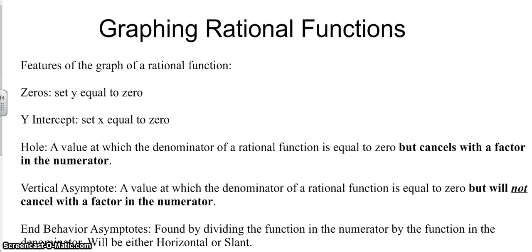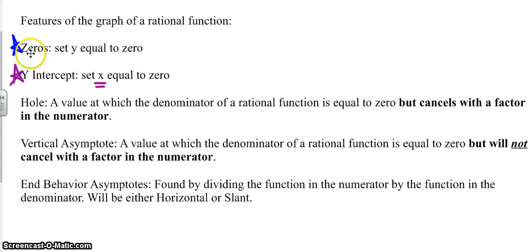So, features of a graph of a rational function that you are responsible for. First thing is finding the zeros. Finding the zeros of a rational is just like finding the zeros of a polynomial. You're going to set your equation equal to 0 and then do whatever method you need to in order to solve. Finding the y-intercepts means you plug in 0 for every x value. Okay, so zeros are going to be where we cross the x-axis, the y-intercept is where we cross the y-axis.